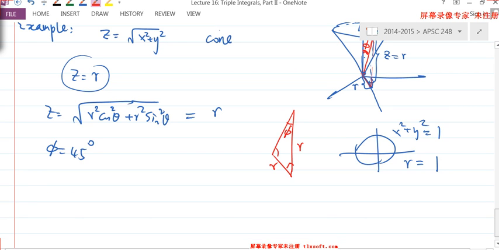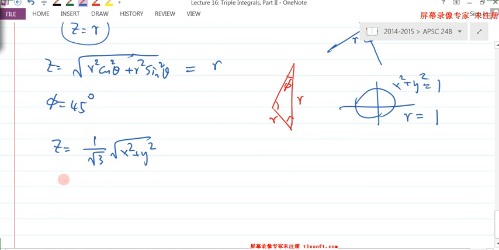Let me extend this idea slightly. What if I give you a cone like this? What if the cone is z equals 1 over root 3 times the square root of x squared plus y squared? Then what will be the cylindrical coordinate expression for this cone? It's r. How about the phi angle? What will be the value for this phi angle?